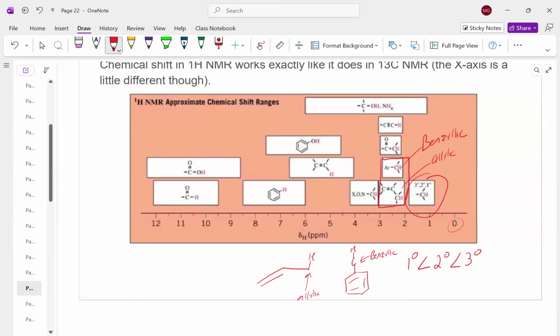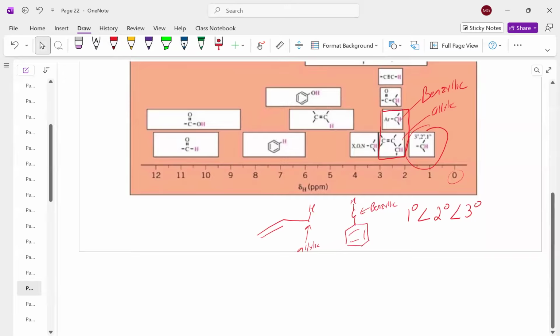And again, it follows the same trends where if it was primary allylic, it'd have a slightly smaller chemical shift than secondary allylic or tertiary allylic. So you still have to take into account that stuff rule. But the way I just memorize it is that allylic and benzylic are going to start between 2 and 3 ppm. So you're going to find it somewhere around there.